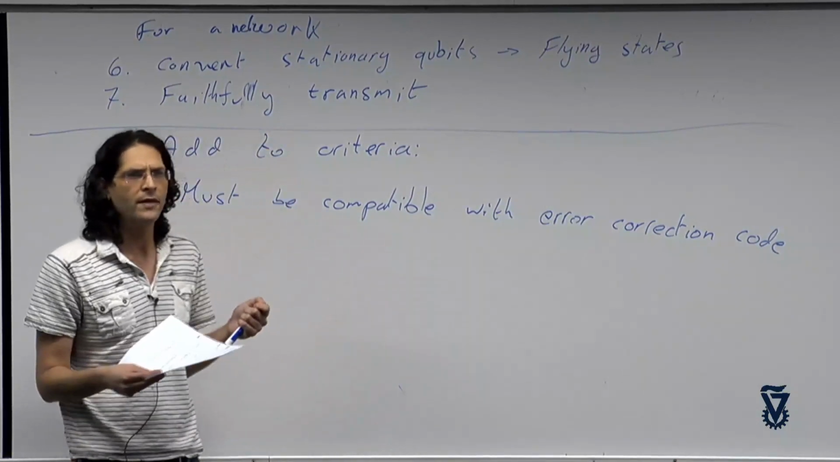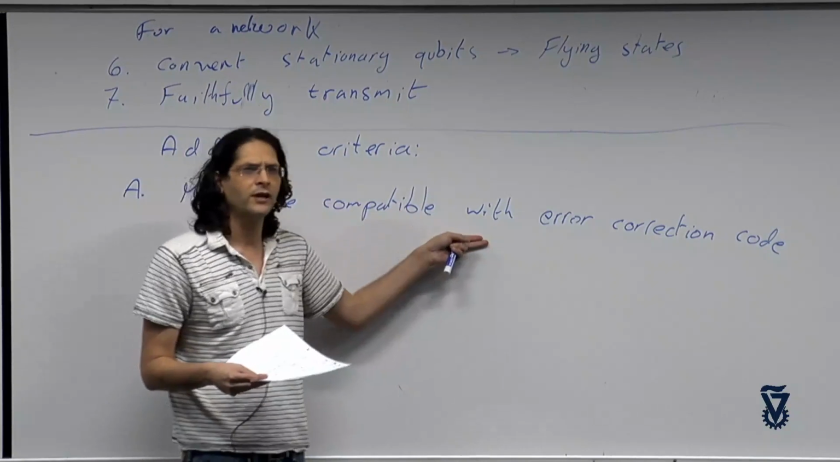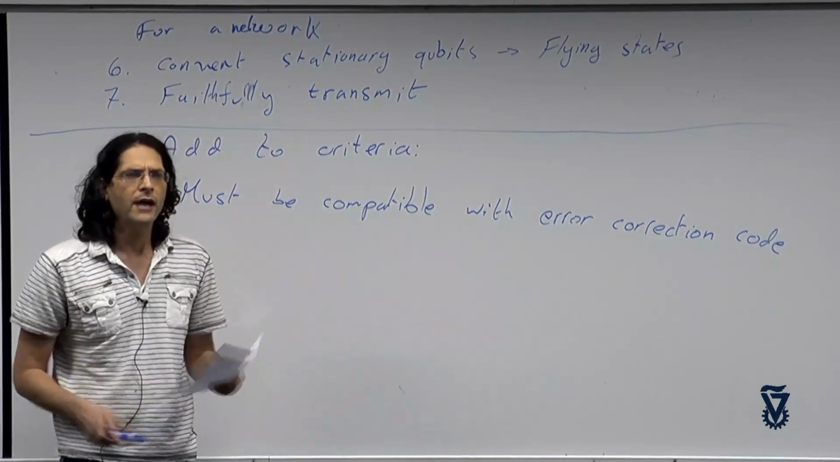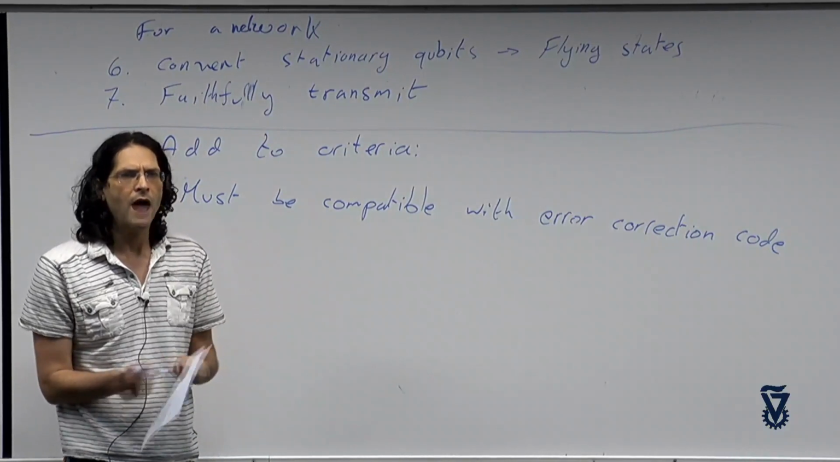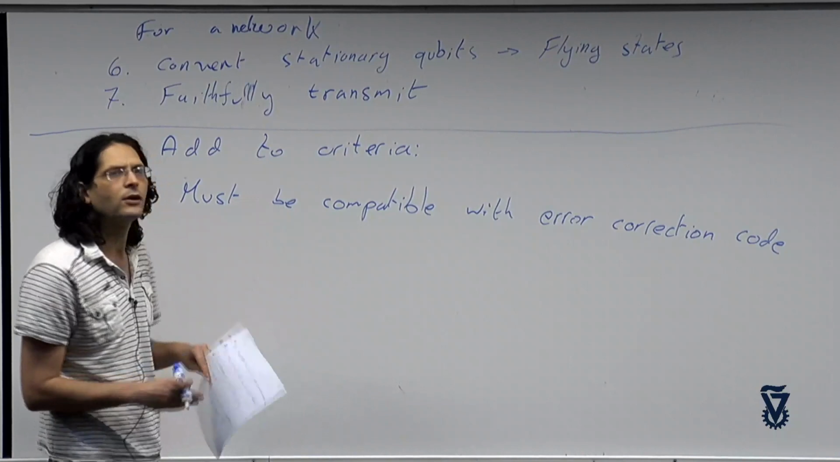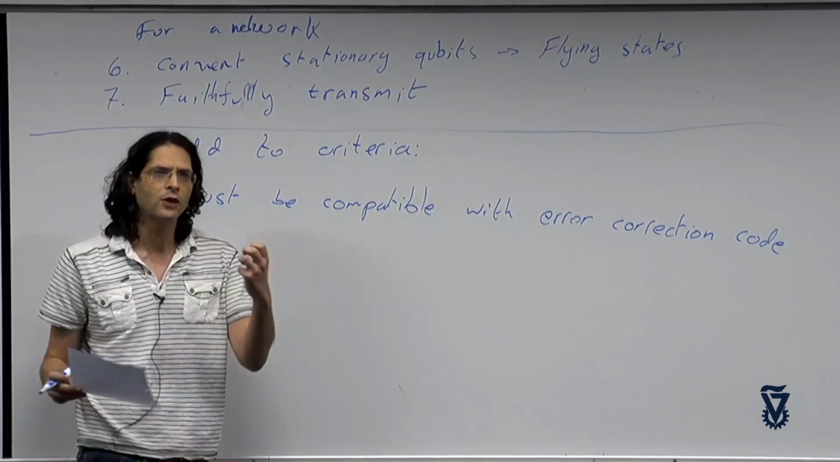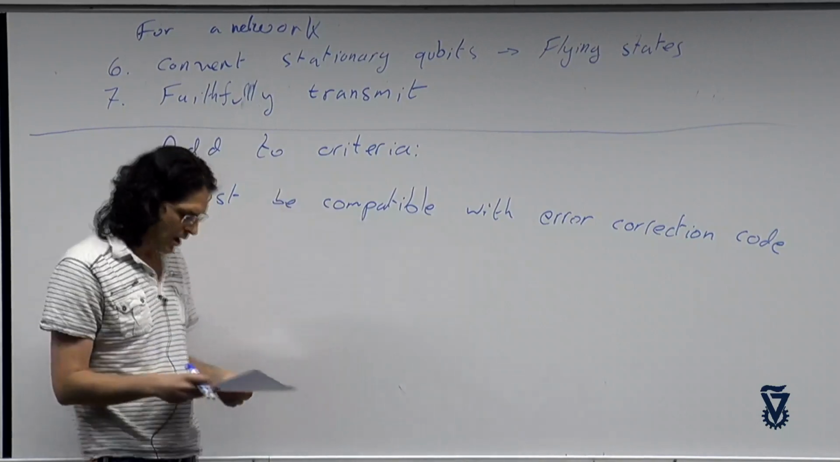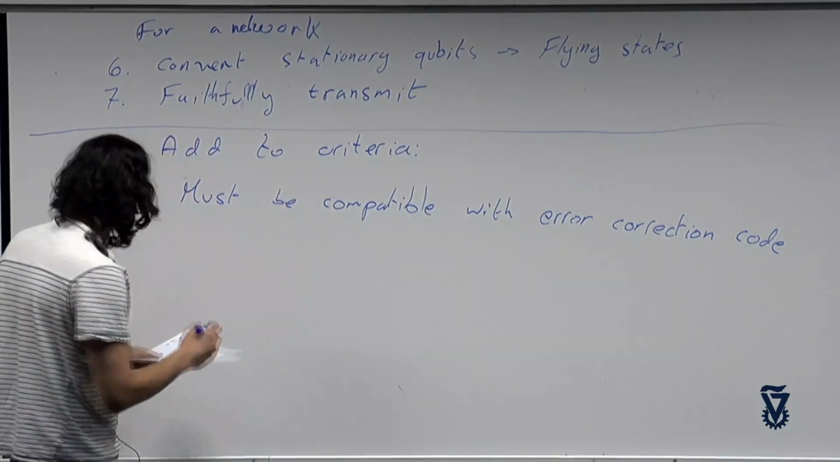You don't want to rely on that. But if you do have an error correction code, with some threshold, and you pass that threshold, then you can do that. And so you must be compatible with some error correction code in order for this technology to really be viable for some future quantum processor.